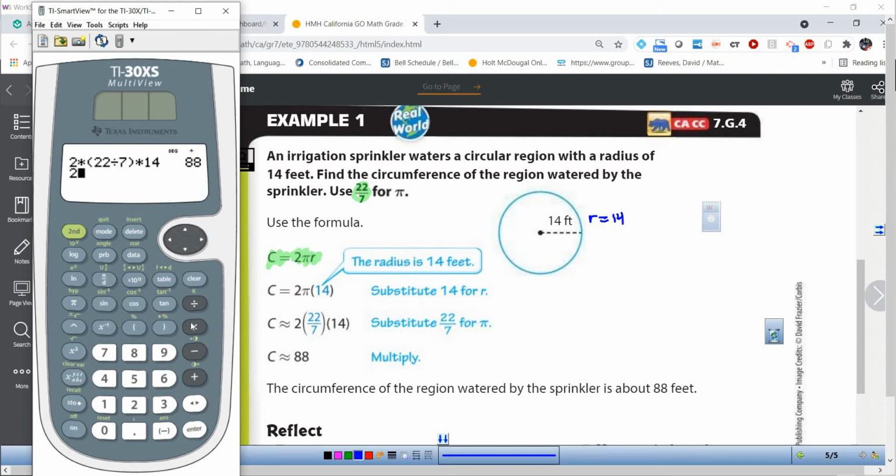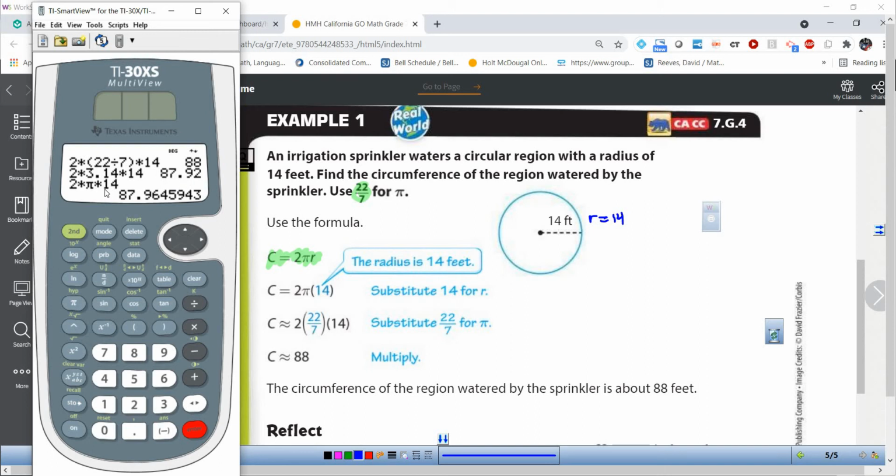Now, if I do 2 times 3.14 times 14, so now I'm using 3.14, which is another way to approximate pi. You see we get 87.92, which is a little bit smaller. And finally, if I do 2 times the pi button on my calculator times 14, you see I get 87.96. So using 3.14 gives me the smallest value.